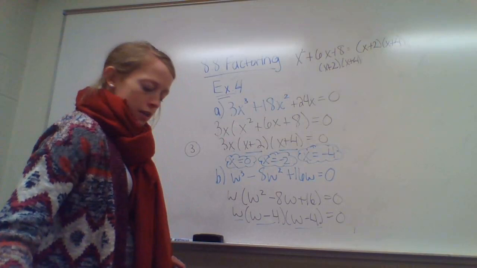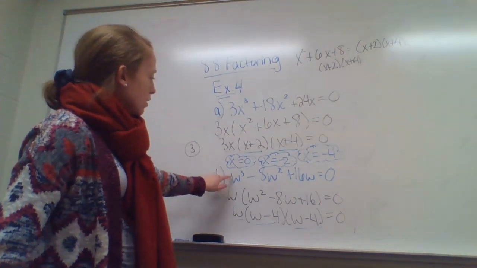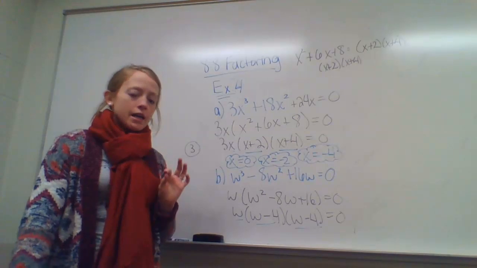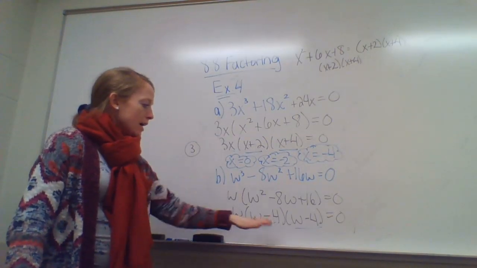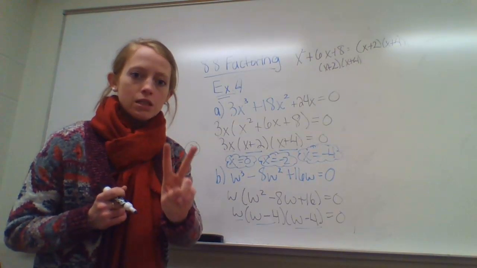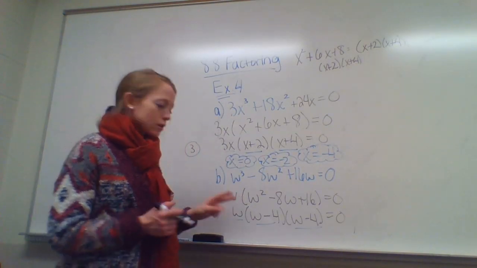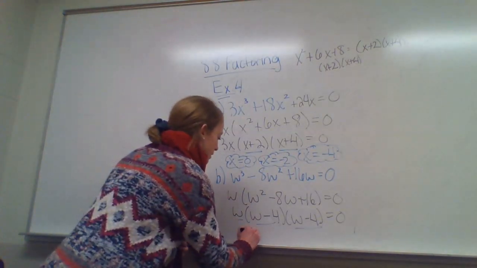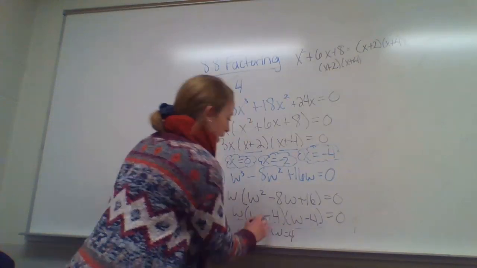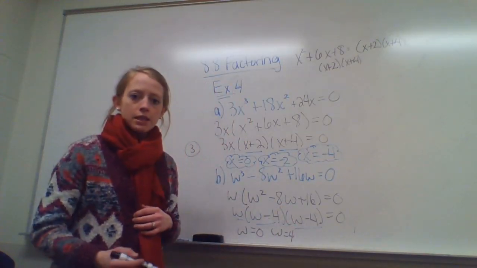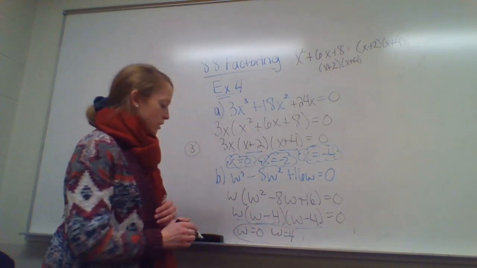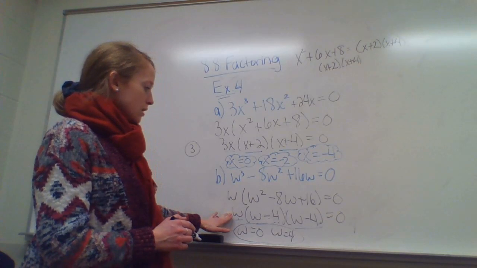So this would still look like a graph like this, except that it actually only will cross through the x-axis twice, because there are only 2 different solutions. w equals 0 from this factor, and w equals 4 because these factors are the same. They give the same answer. So there's actually only 2 answers for this question. So this would be the correct factoring for this.